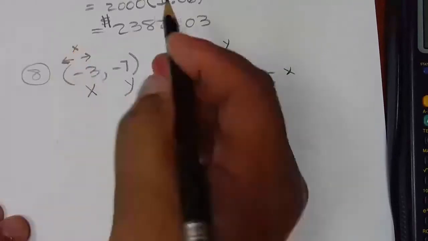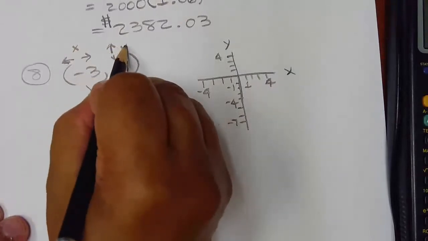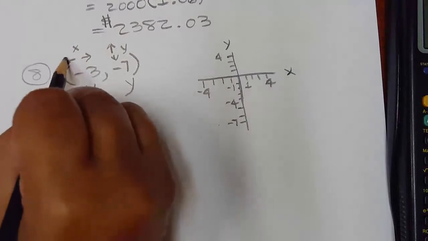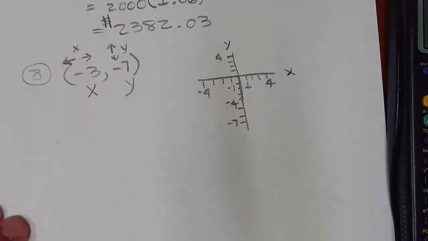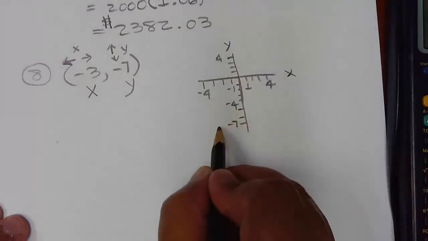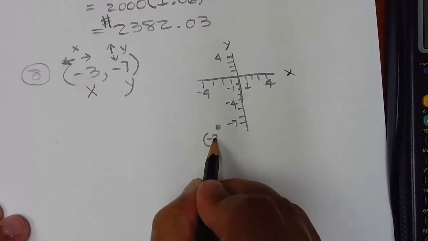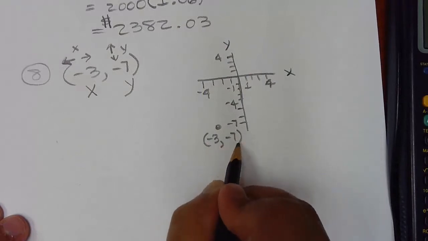Okay, that's for your X value. This is when you move up and down. And I know that seems very basic to some of you, but there are some of you that have been away from the math for quite a while and may have forgotten stuff like that. Okay, so this point would be out to -3, down to -7, and then you label it.